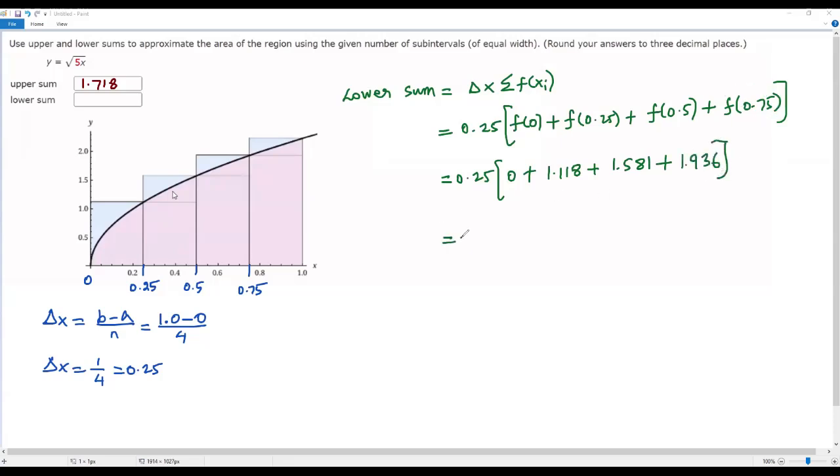Now 0.25 times, we just have to add all these values. When I add all these values, I'm getting 4.635. When I multiply 0.25 and 4.635, I'm getting 1.15875. But the question says we have to round our answers to 3 decimal places. When I round this, I'm getting 1.159. So the lower sum is 1.159.